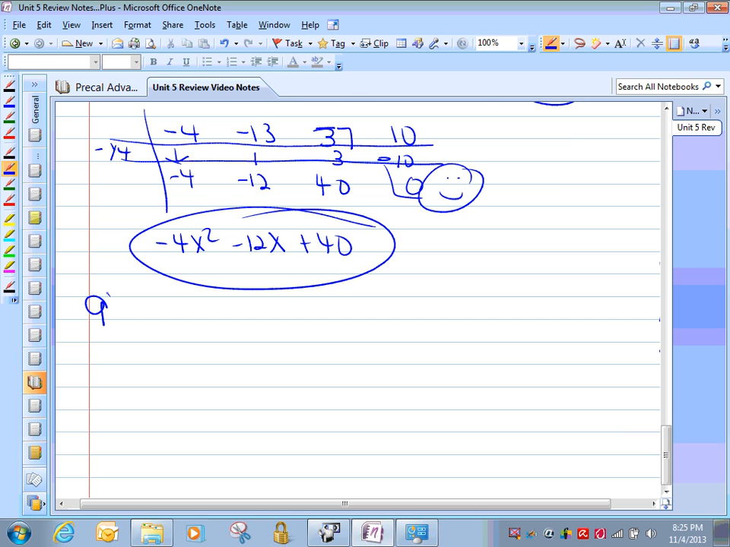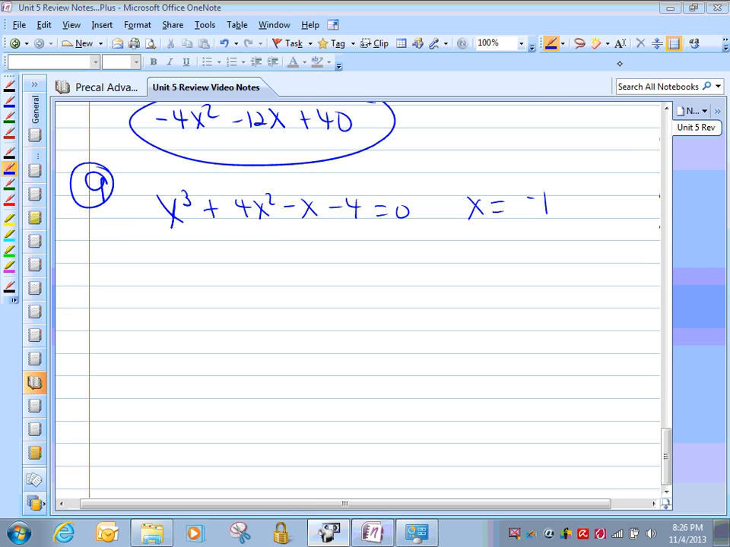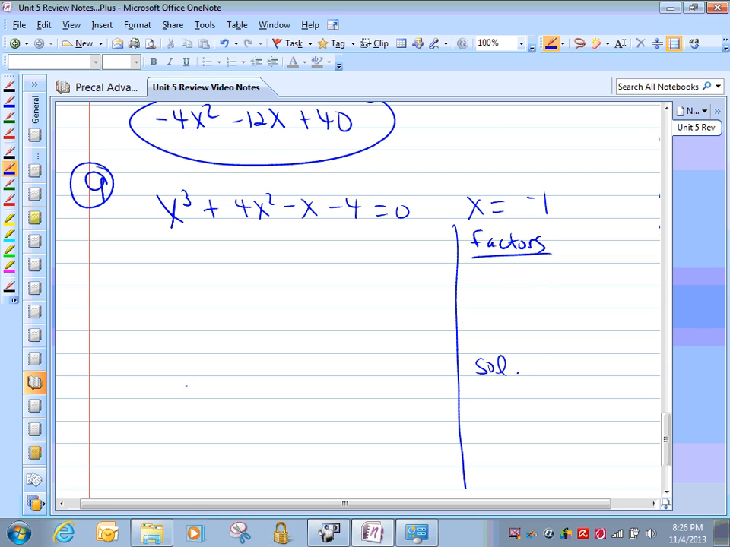Let's go on to number 9. All right, in number 9, we're told that -1 is a root, which is our 0. We're asked to use synthetic division and then to factor the polynomial completely and list all the real solutions of the equation. So I'm going to do my little line over here, and I'm going to write my factors, and then I'm going to write my solutions over here, and I'll do all my work on this side.